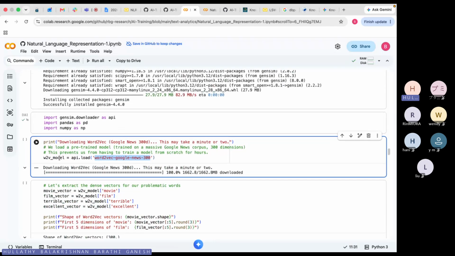So from this specific moment, the term pre-trained got introduced, from the word-to-word model. So where we already have a pre-trained model, there is no need to train it from scratch every time. You can directly use it.